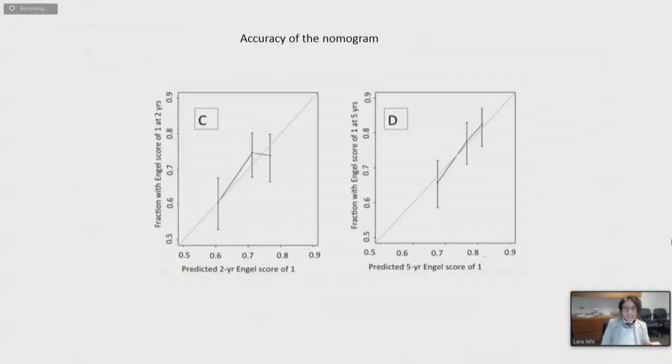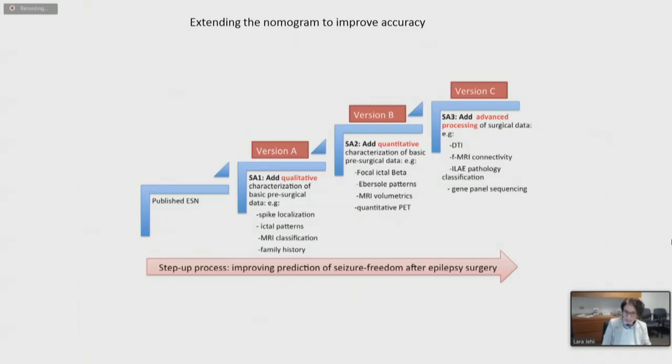So this is what we're looking at now with the funding that we have. We are building the stepwise model where we are adding to these clinical characteristics all of the additional things that we look at in the context of surgery. So we're adding EEG, we're adding imaging, we're adding genetics, and histology, for pathology afterwards, etc.